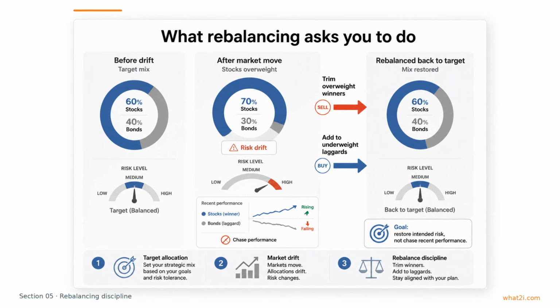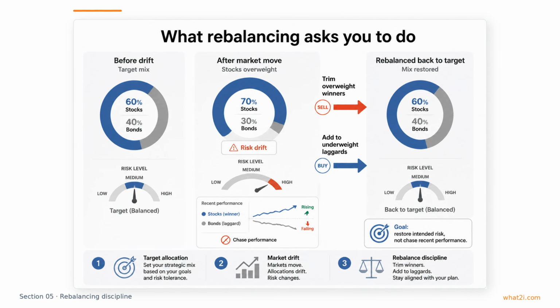Rebalancing asks the investor to do something very specific. Trim overweight winners, add to underweight laggards, and restore the portfolio to its intended mix. That may feel backward in the moment because recent winners often look attractive and recent losers often feel risky.